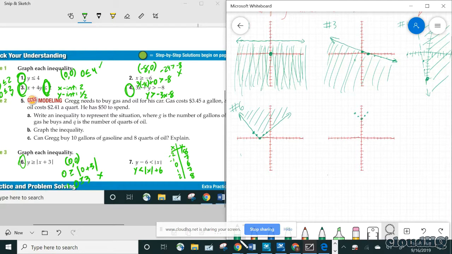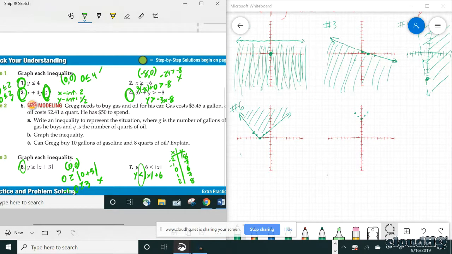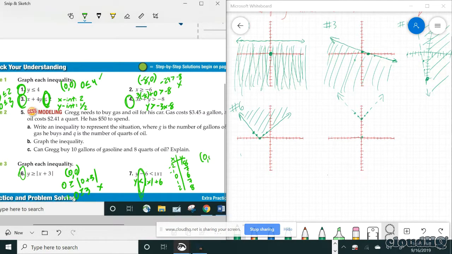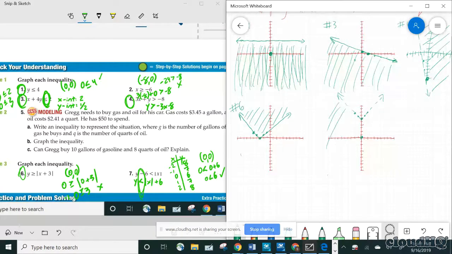This time, notice the sign is not equal to, so I need to make my absolute value, my V, a dashed V. And then I need to test a point. I'm going to test the point 0, 0. We'll see if it works. 0 less than absolute value of 0, which is 0 plus 6. So I get 0 is less than 6. Well, that's a true statement. So 0, 0 should be shaded. It's on the outside. So therefore, I just come back and shade everything that's outside of my V.